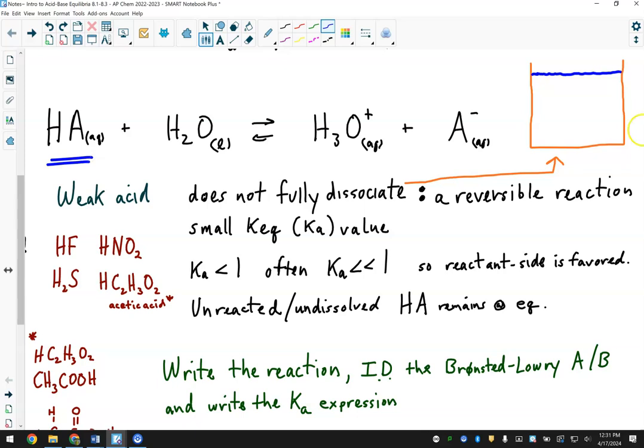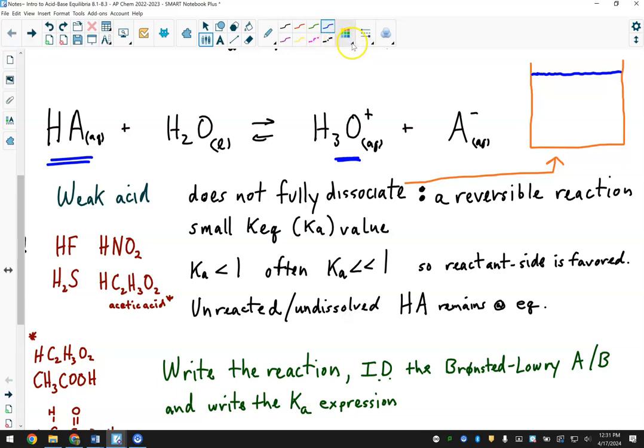We're going to draw the particle diagram over here in a second where I have the beaker drawn. Then there is dissolved, or reacted, acid. And many of these have a Ka much less than 1: 10 to the negative 5, 10 to the negative 6, 10 to the negative 7, 10 to the negative 8, stuff like that. Again, unreacted, undissolved HA remains at equilibrium.